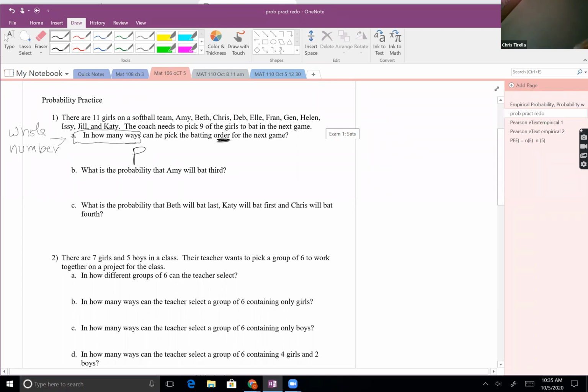How many do we have to pick from? 11. And how many do we want? 9. So 11P9, you can get it from your calculator. For those of you who are calculator-less, that's the product 11, 10, 9, 8, 7, 6, 5, 4, 3, or the product of 9 numbers starting with 11 and working down.